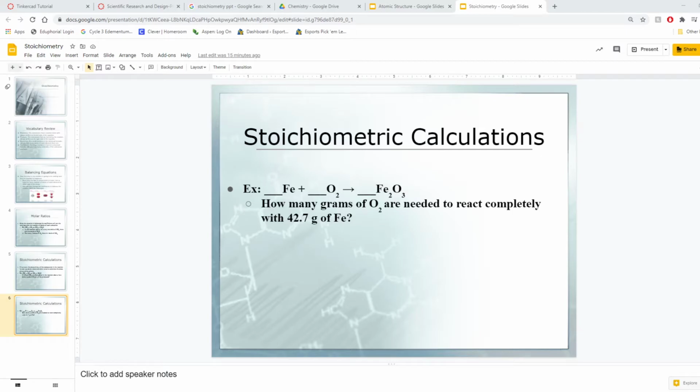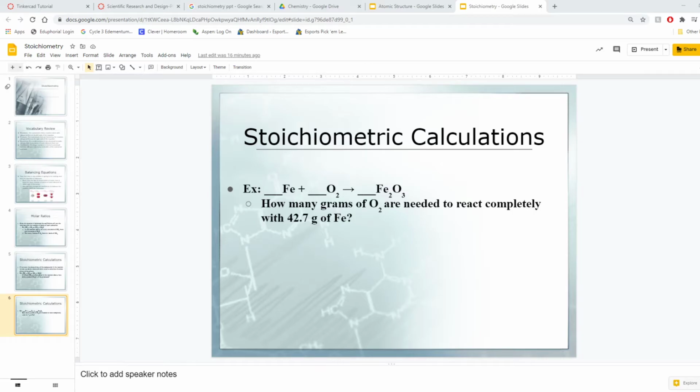All right, we're going to do one more problem together. So let's look here. This one, I didn't balance this one for you, and the ones on your homework will be more like this, where you've got to balance them as well. But what we're looking at here is that we have iron plus oxygen yields Fe2O3. So your first step in this is going to be balancing that equation, right?